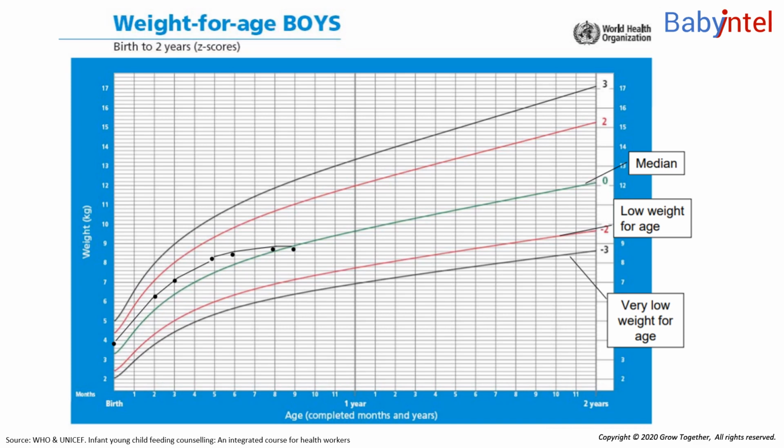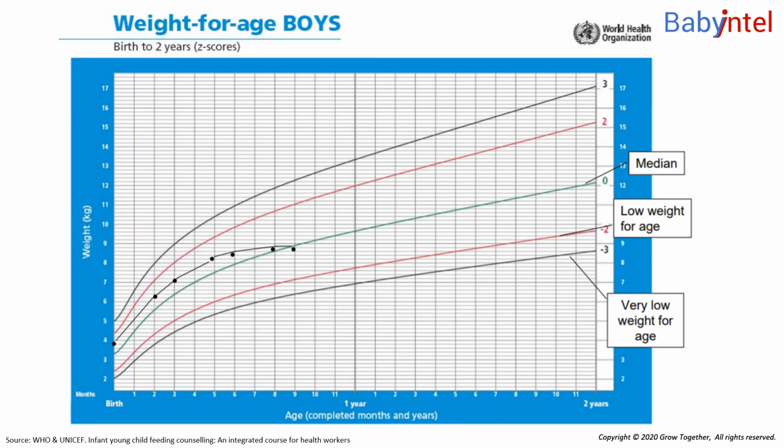Here we have a growth chart for John, who is 9 months old. What do you think of John's growth? John grew well for the first few months, but has not grown at all in the last 3 months.